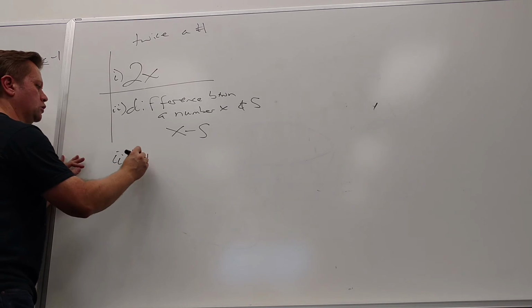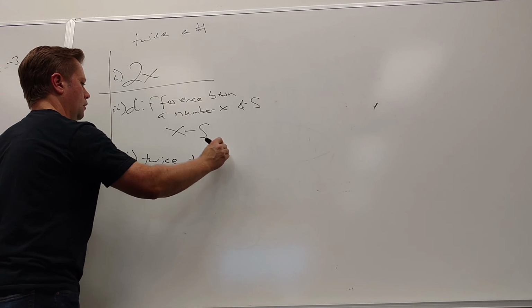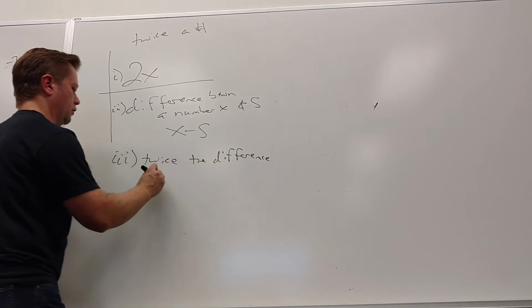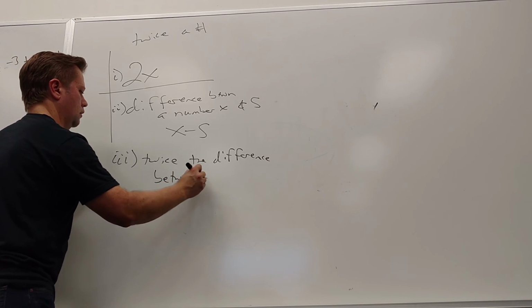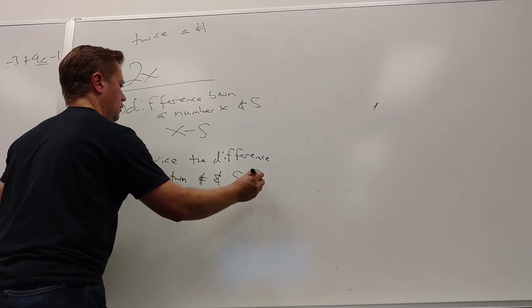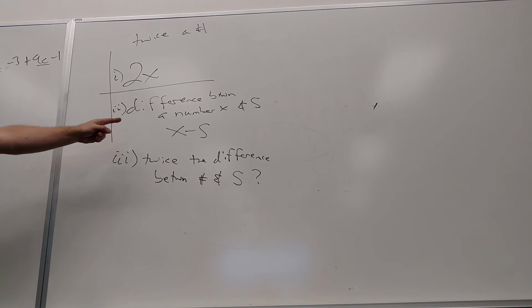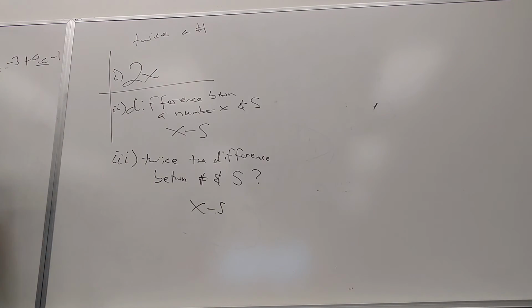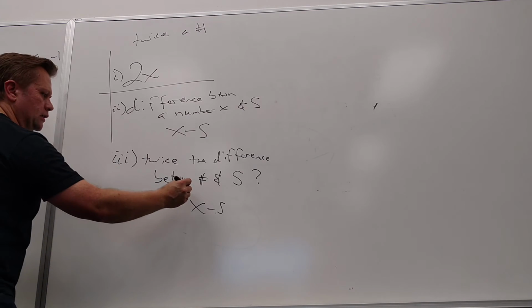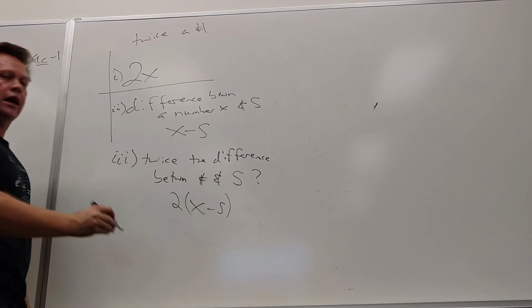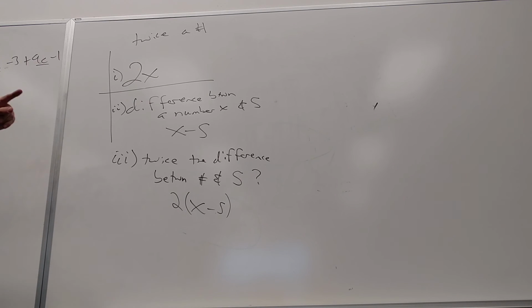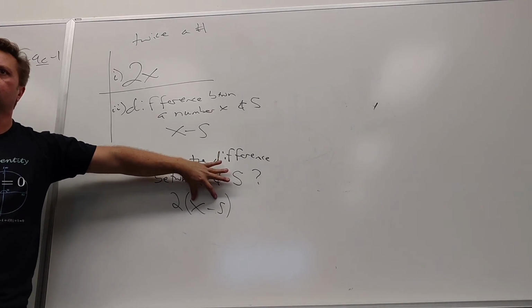So now I want to know what's twice the difference between a number and 5. So what's the difference between a number and 5? X minus 5. And now I want twice that. X minus 10. You went one step too far. So twice this would just be twice that. That is twice the difference of a number and 5. Because what am I doubling? I'm doubling the difference.